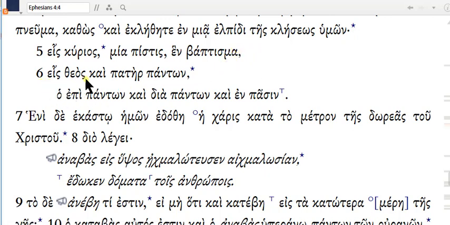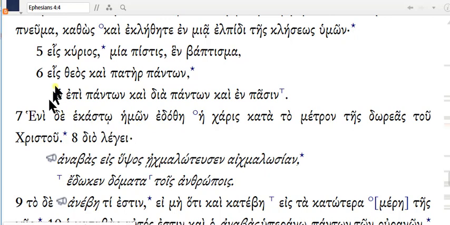And then verse 6, heis theos kai pater panton. One God and Father of all. Okay? Epi panton kai dia panton kai en pasin, who is over all and through all and in all. Okay? So there you go. There's one more hen here. Hekastos humon edothe hekaris. For grace was given to each one. These go together. So grace was given to each one. Each one. Humon, of us.